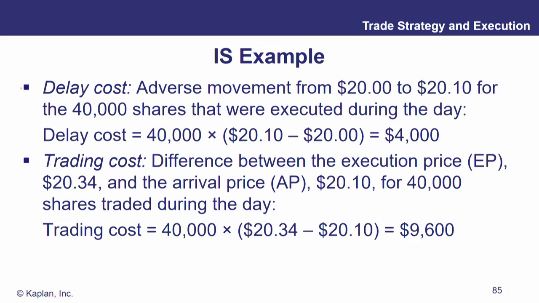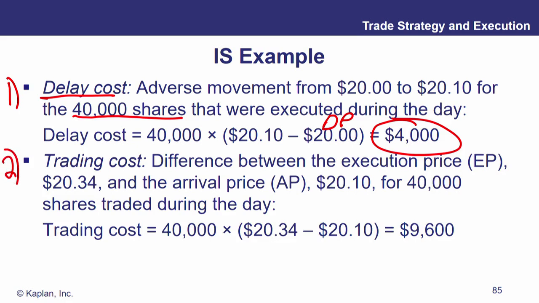So the first component is the delay cost. Let's take a look. Remember, the market moved from $20 to $20.10 when we were waiting for this to trade. So the 40,000 shares that were actually executed during that day, let's figure out the real cost. So we had 40,000 shares. They were traded at $20.10. My decision price was $20. So that's a $4,000 cost that came from the delay. Okay? That's not $19,900. You're going to have to do all 4 components anyway, but just keeping track.